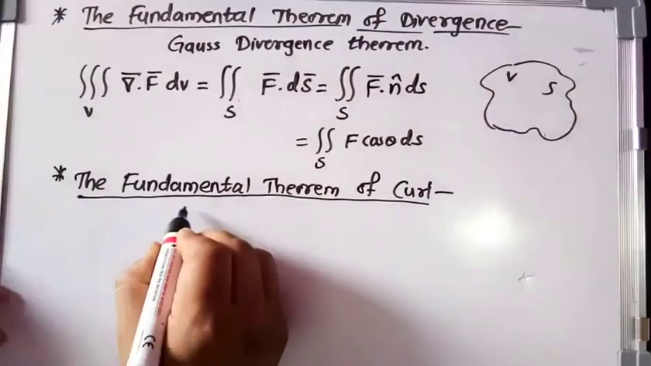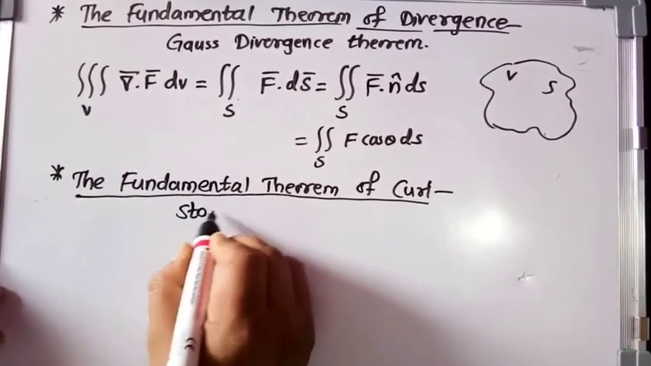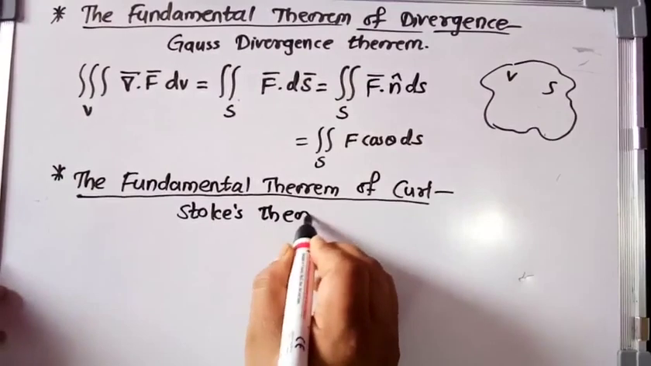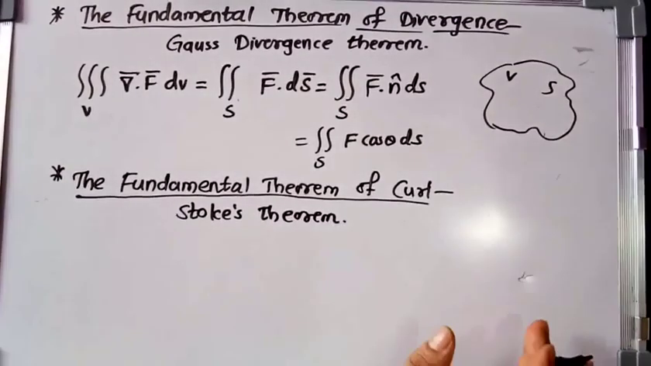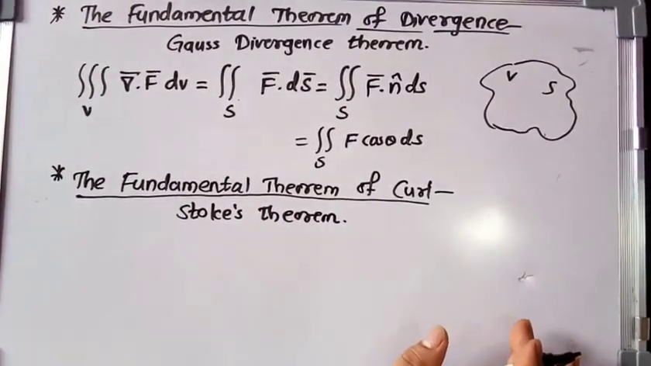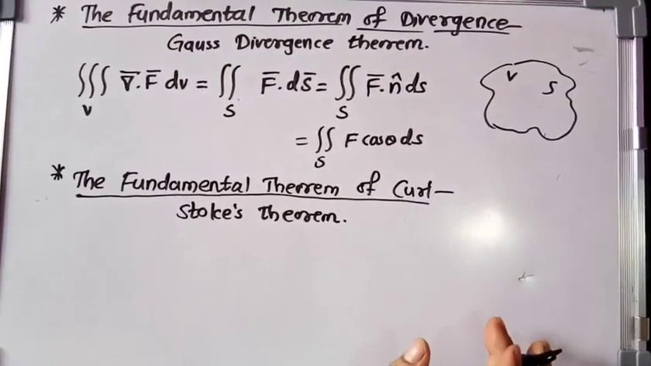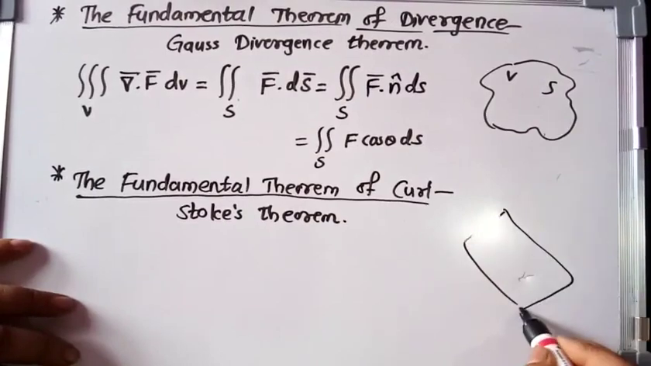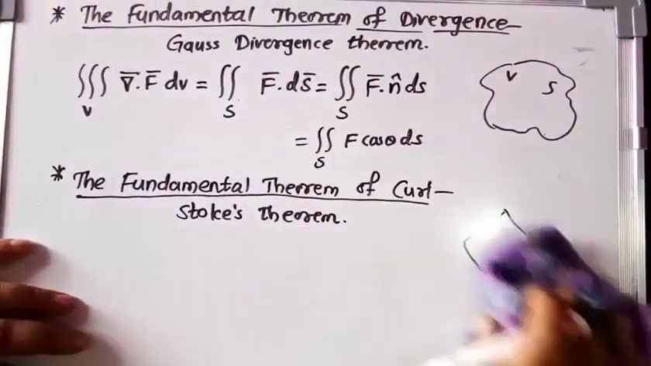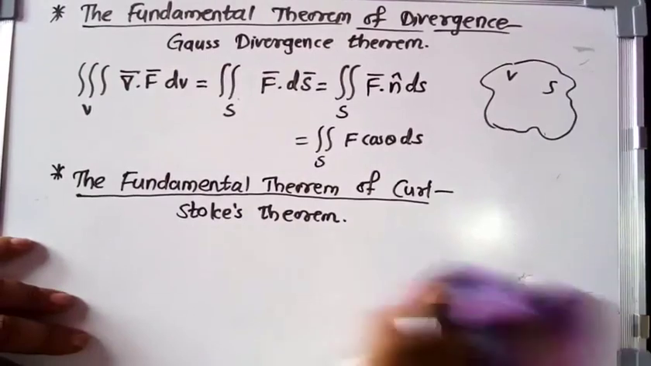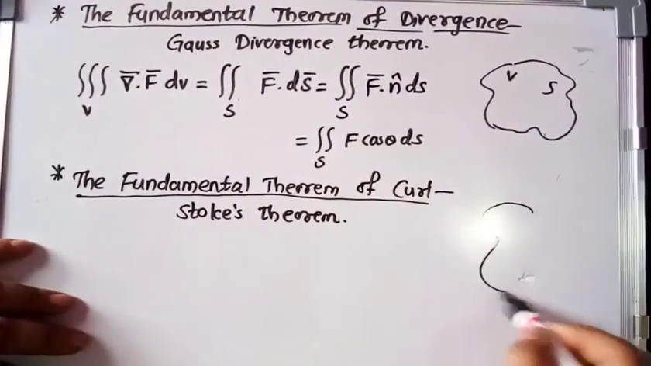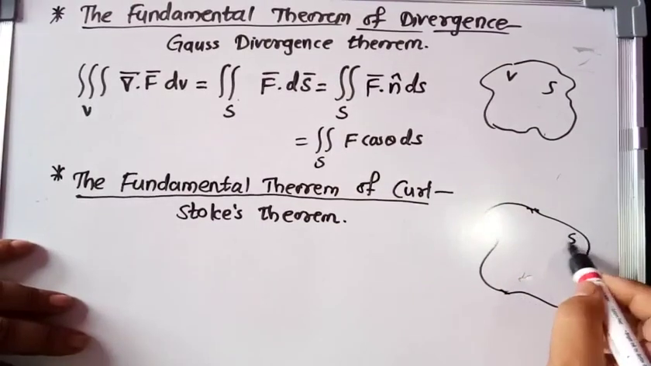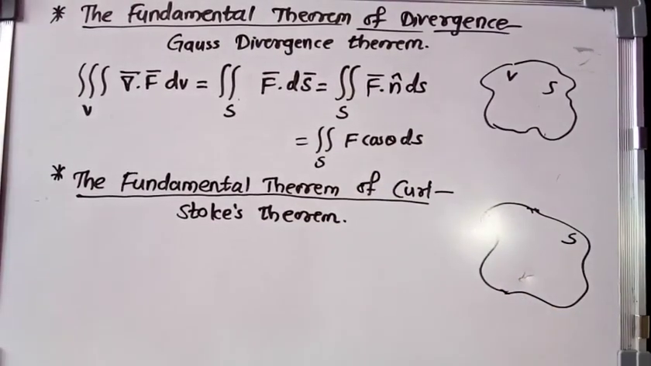This theorem is also known as Stokes theorem. Consider an open surface S. You can take any shape of the surface, no problem. It is not a closed surface, it is an open surface, for example a planar surface.